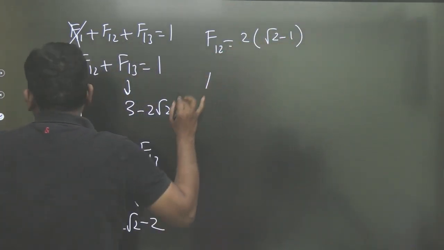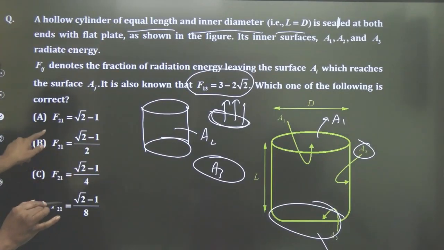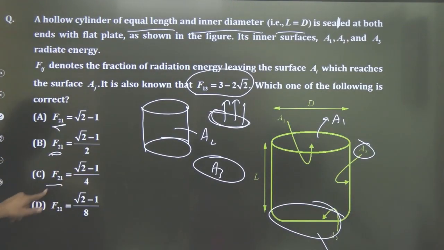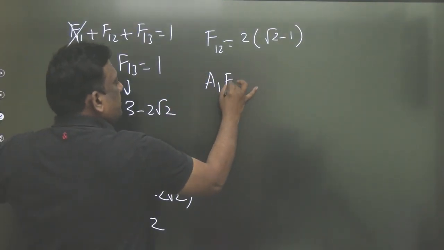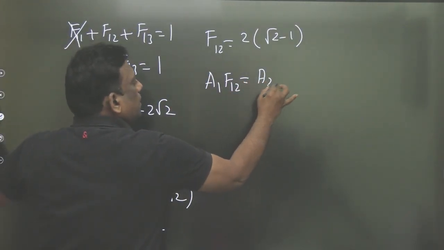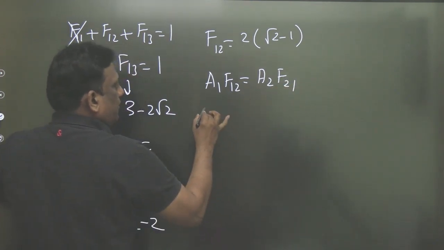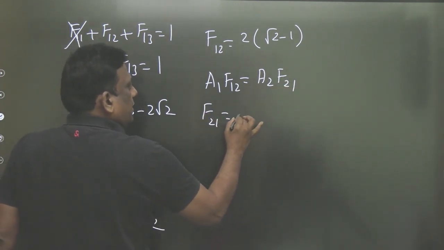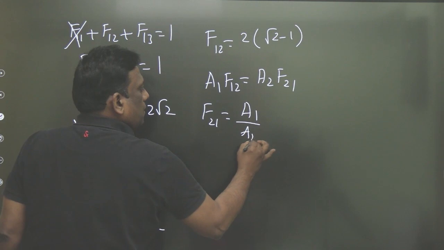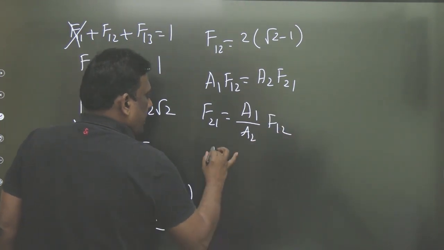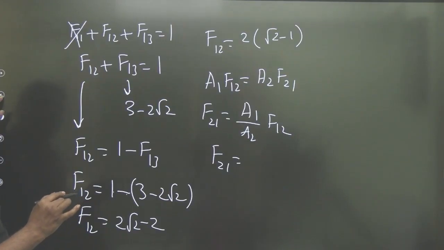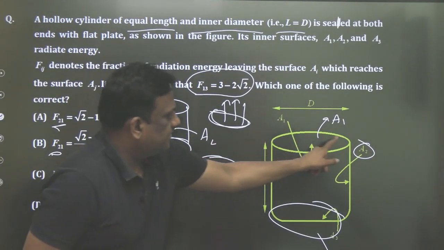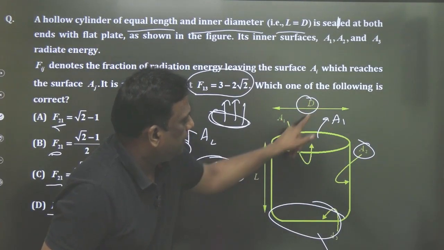So therefore, he is not asking F12, he is asking F21. By the reciprocity theorem, A1 F12 is equal to A2 F21. So therefore, F21 is equal to A1 by A2 into F12. What is A1, sirs? This is A1, a circular area, pi by 4 d square.